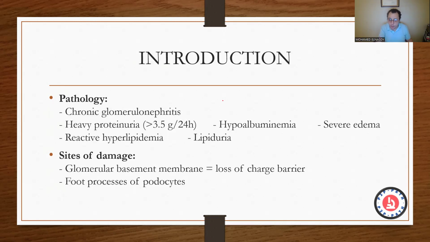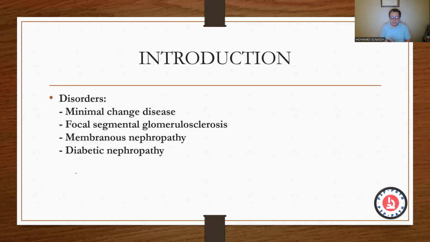So as I mentioned, pathology for nephrotic is chronic glomerulonephritis. You have heavy proteinuria, hypoalbuminemia, severe edema, lipiduria, and reactive hyperlipidemia. And the site of damage here is the glomerular basement membrane with loss of charge barrier, and also the filtration slits and the foot processes of the podocytes. Here are the disorders that are included under chronic glomerulonephritis / nephrotic.